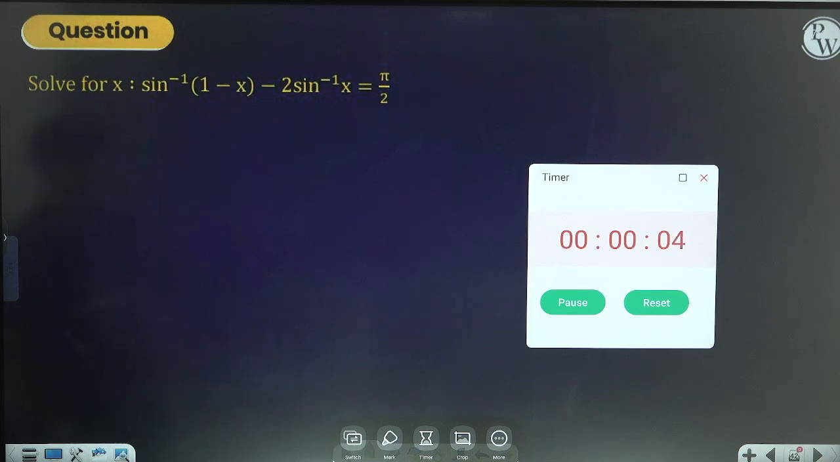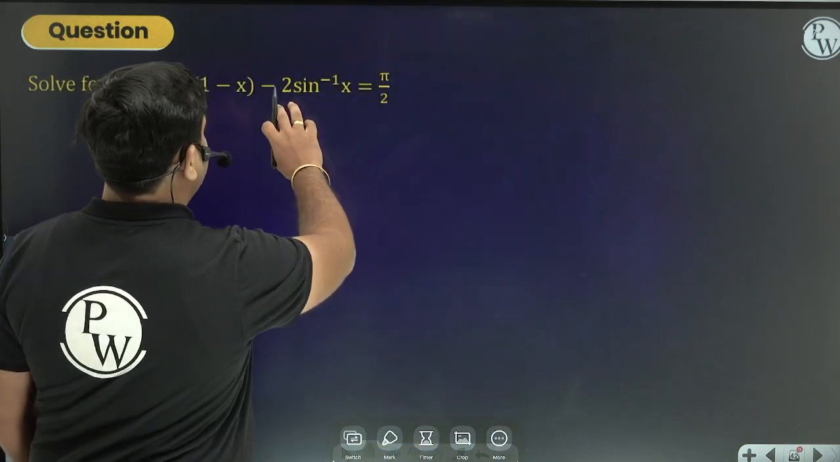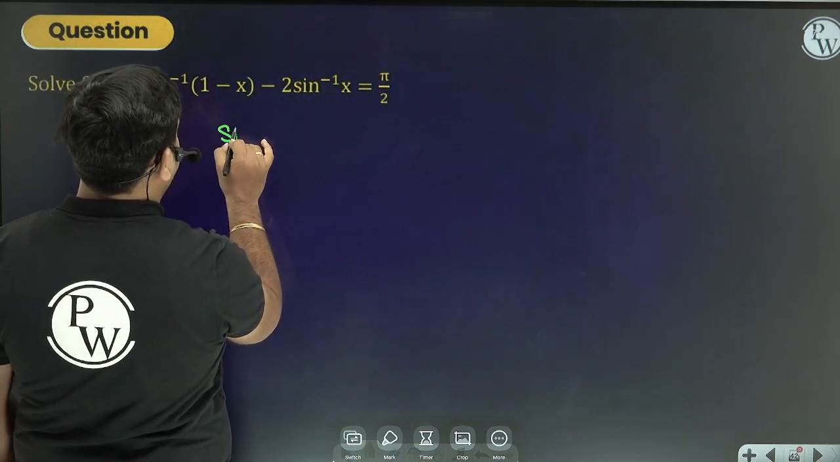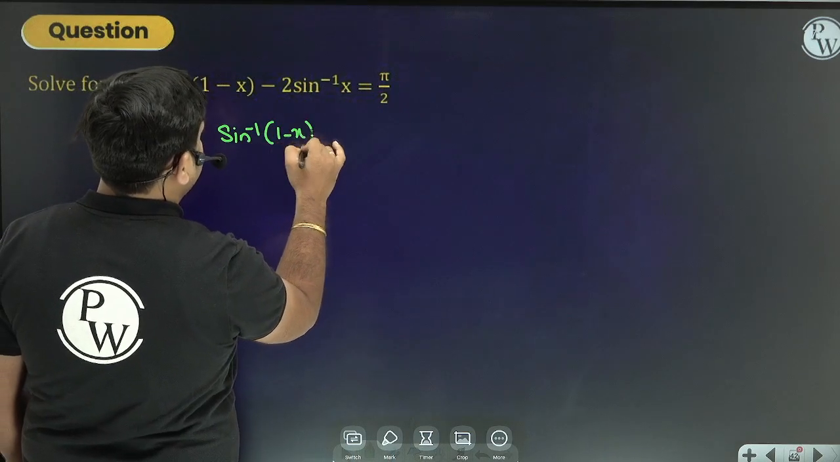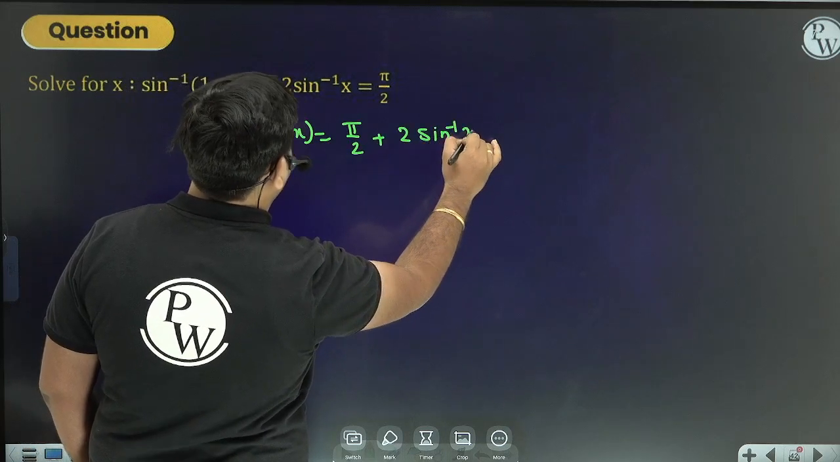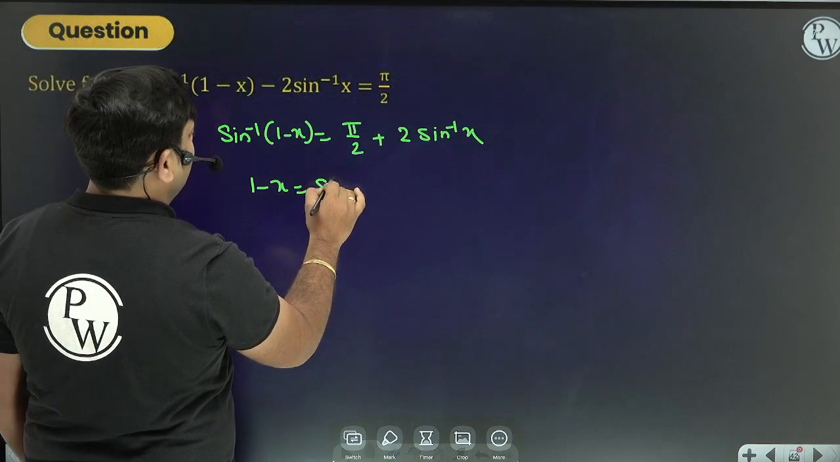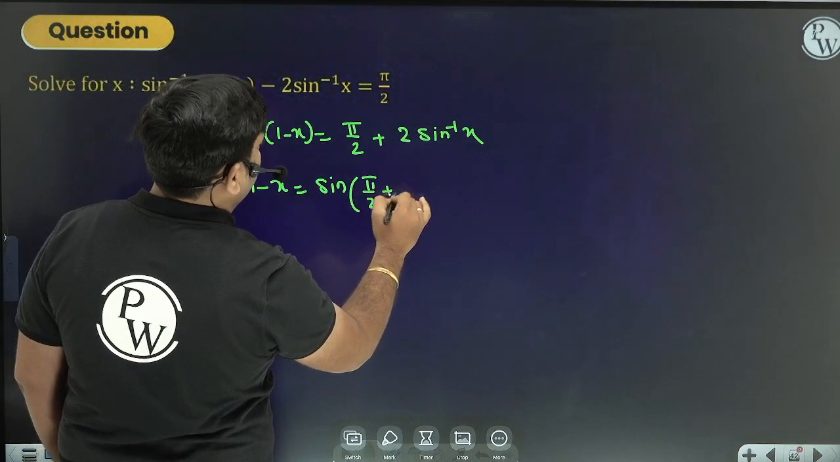So done, your time is done. So let me explain how to do it. Okay, so we'll take this 2 sine inverse x to the other side. That will give you sine inverse of (1 minus x) is equal to pi by 2 plus 2 sine inverse x. Okay, that's the first step. So take this sine inverse to the other side. So 1 minus x will give you sine of (pi by 2 plus 2 sine inverse x).